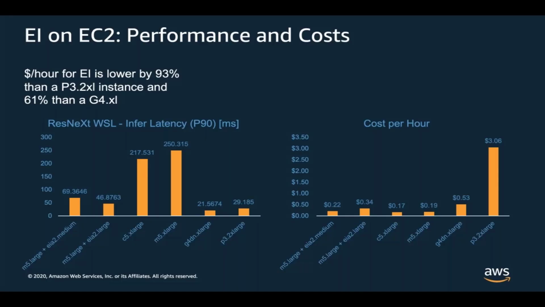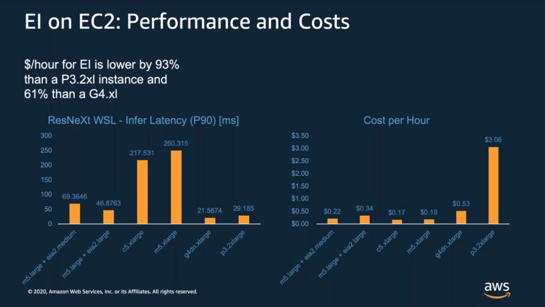Let's take a closer look at some performance numbers. We ran that same ResNext WSL model on a few different CPU and GPU instance types, both with and without EI. So the latency graph on the left shows that EI offers a middle ground that allows you to meet your latency requirements while also lowering cost relative to the GPU. Again, you can see the EI are the two bars on the left, the CPU instances are the two in the middle, and the GPU two on the right. Looking at the graph on the right, the per hour cost for EI is 93% lower than the P3 and 61% lower than the G4dn.xlarge. This is true for EC2 as well as SageMaker.